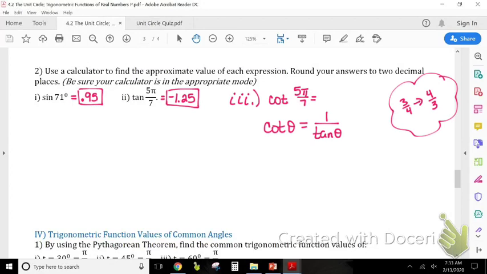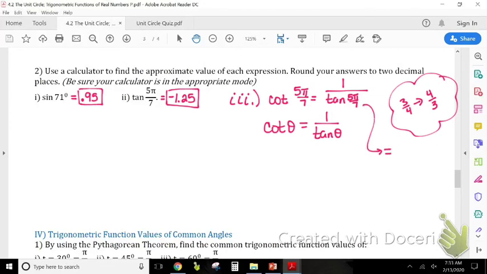So for cotangent of 5 pi over 7, I don't have a cotangent button, so I'm going to type it in as 1 over tangent of 5 pi over 7. And what did you get? Negative 0.82.